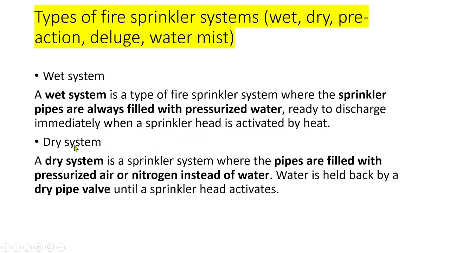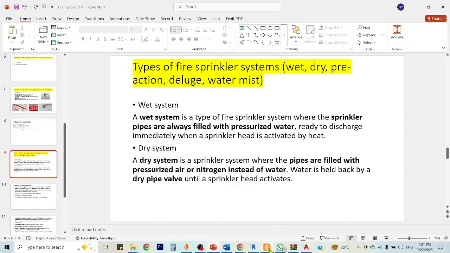But if the temperature is below 0 degrees centigrade, then there is a chance of the water freezing inside the pipe. That's why in European countries and some very cold areas, we need to install a dry system. In a dry system, our pipes are empty. Inside there is no water, only some pressurized gas or nitrogen, so they will not freeze. When there is fire, it will be released, then water will start moving inside the pipe.